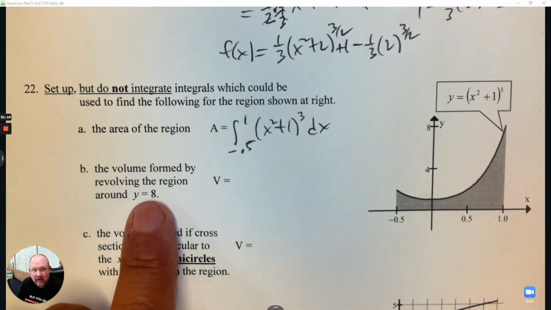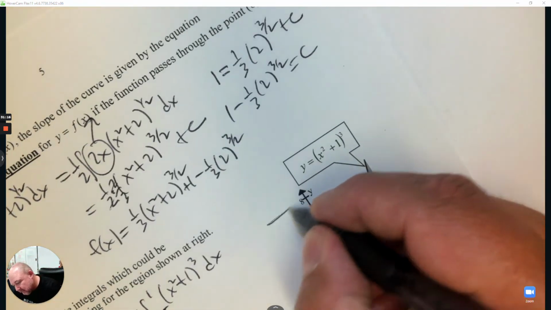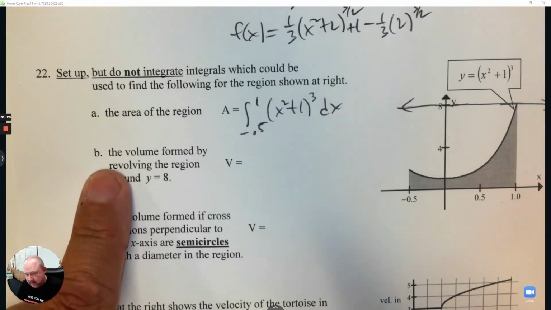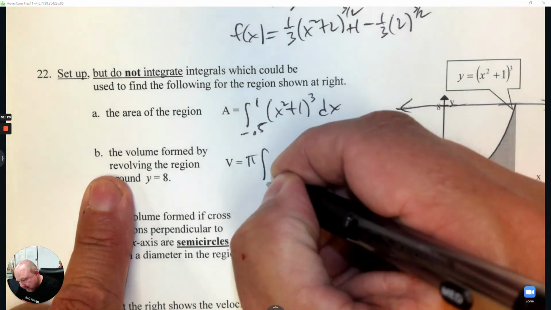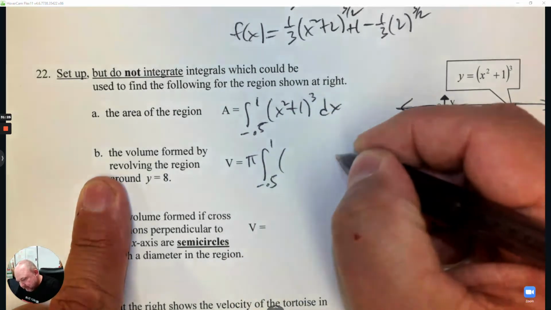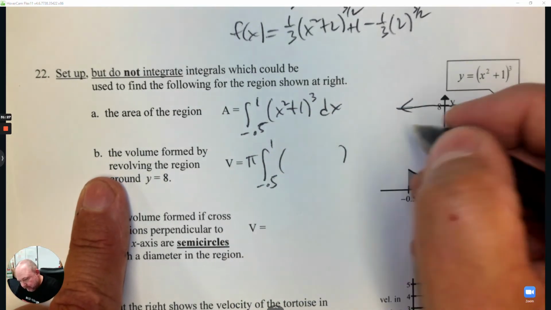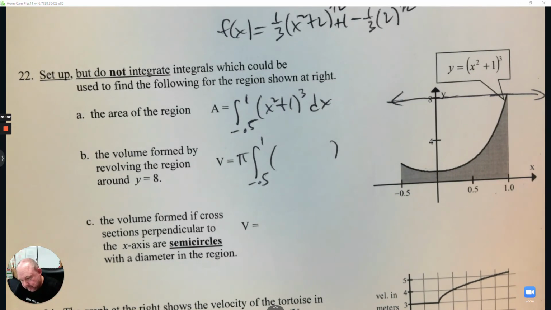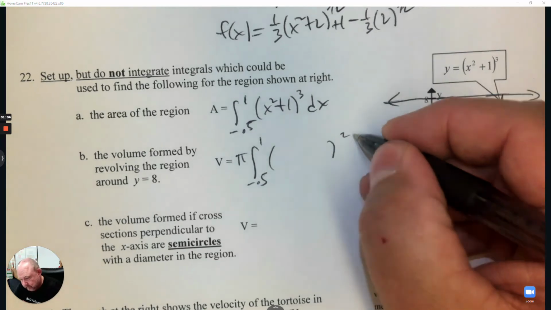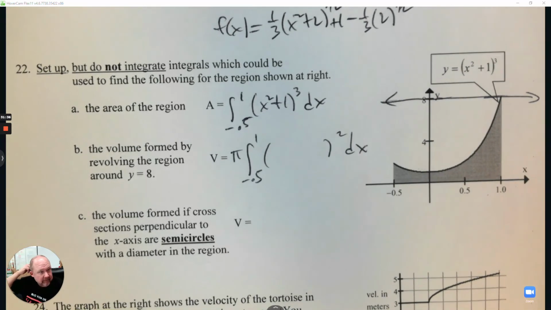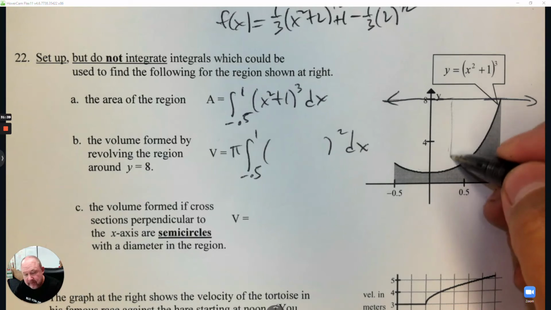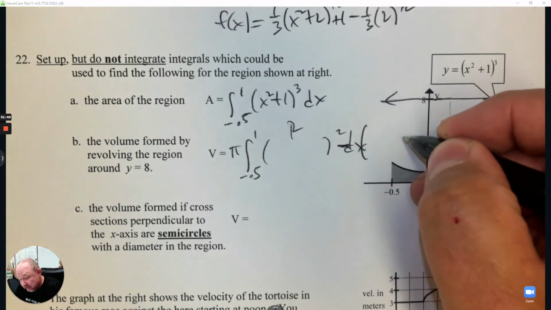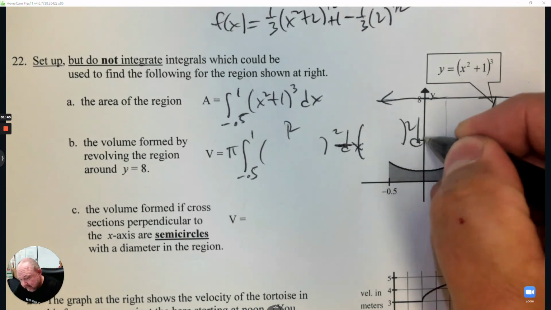Then it says find the volume with y equals 8. So here's y equals 8. So if I'm revolving, that's now pi r squared. Same bounds. And the question is, when I revolve, is there a space here? And there is. So there's actually a big radius and a small radius. So let's get that in there.